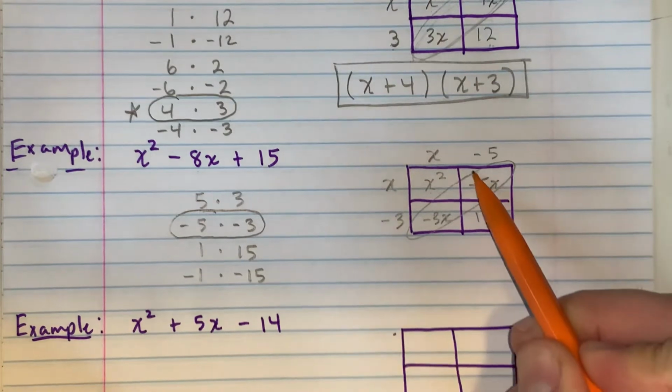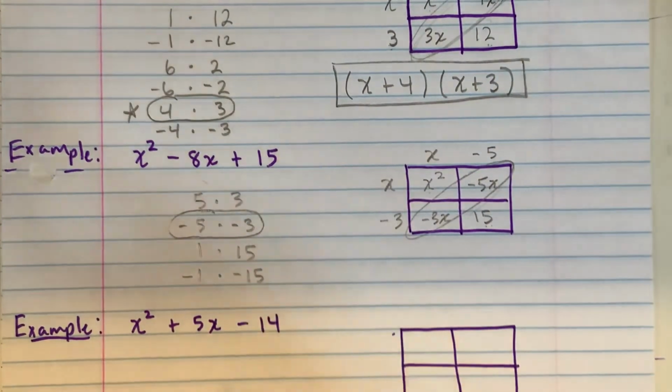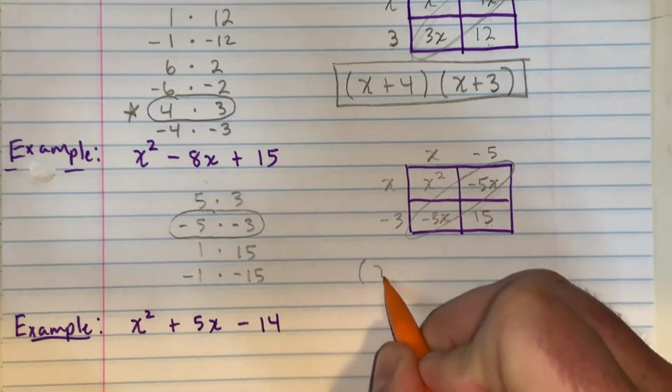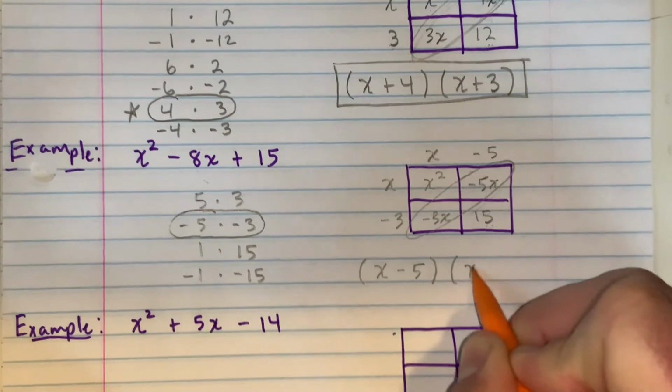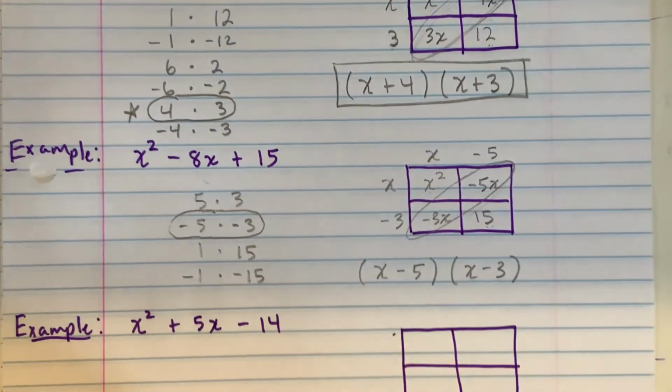And you can always check to see, right? When you add these up, do you get -8? Yes, you do, so it works. Okay, so this would be x minus 5 and x minus 3.